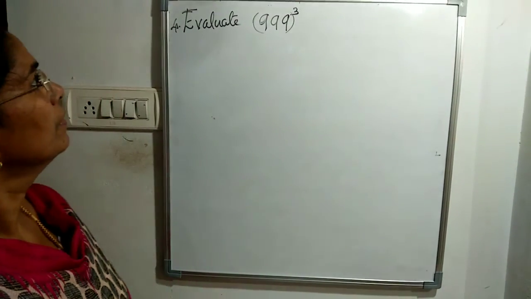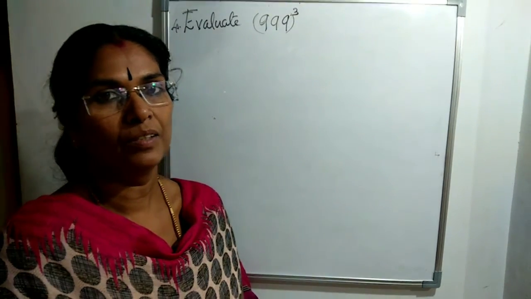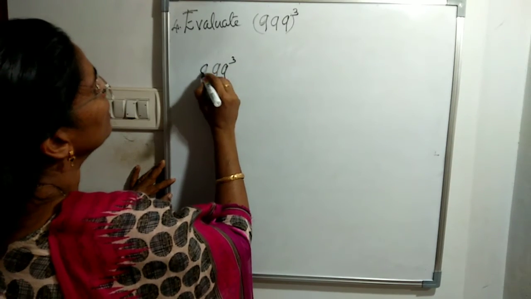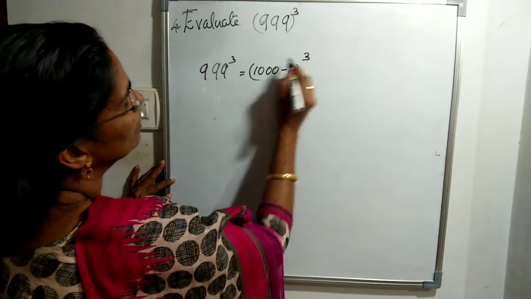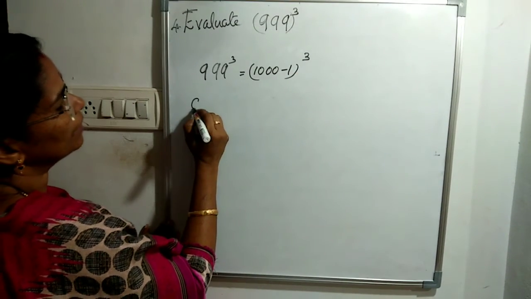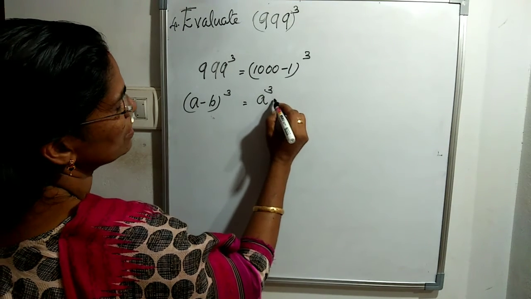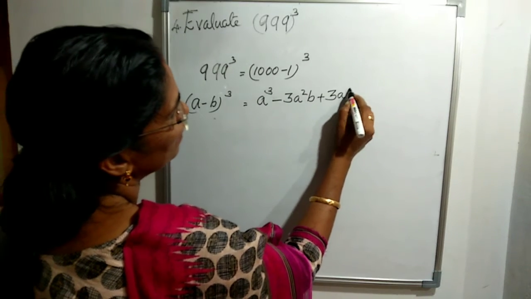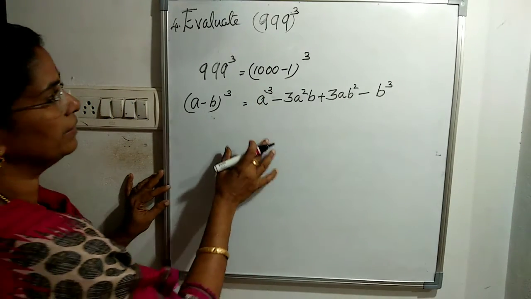Our next question: evaluate 999 whole cube. This can be written as (1000 minus 1) whole cube. See, 999 means 1000 minus 1. So this is in the form a minus b whole cube. Identity we have to write first: a cube minus 3a square b plus 3ab square minus b cube. For all questions we have to write the identity first.